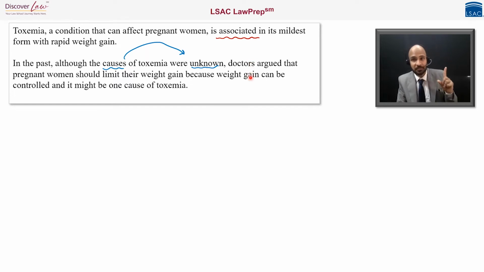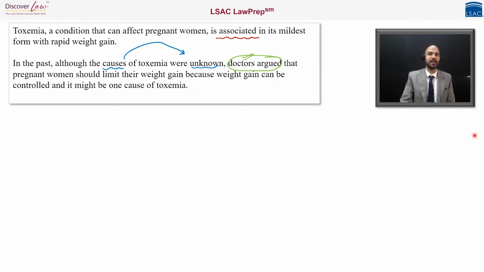Remember what the question statement was? It's about the pattern of reasoning used by the doctor. So now what the doctor argues is really important. Okay, like I said, read actively. It says the doctors argued that pregnant women should limit their weight gain because weight gain can be controlled and it might be one cause of toxemia.